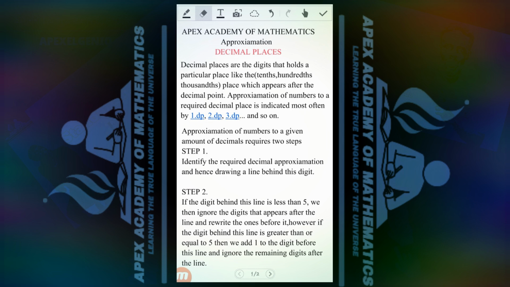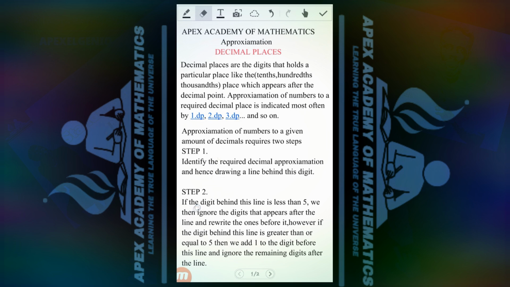But with significant figures, you must take into account the concept of zeros being insignificant. That's where the confusion for most students lies. Hopefully you can watch these two videos and get some clarity on that. So step 1, step 2, more or less the same, yes?